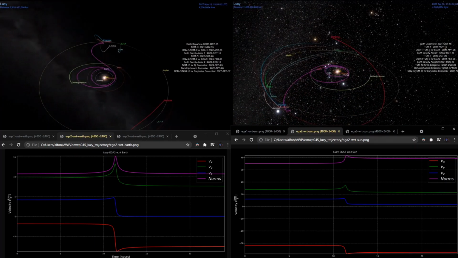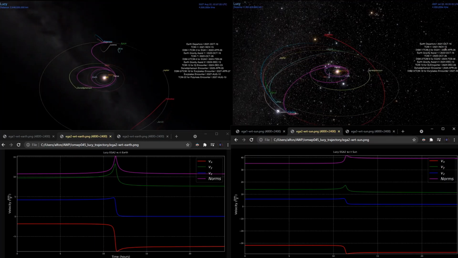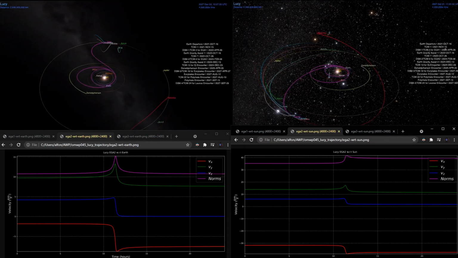So once Lucy reaches the L4 region, there are a number of deep space trajectory correction maneuvers to properly set up the flybys.